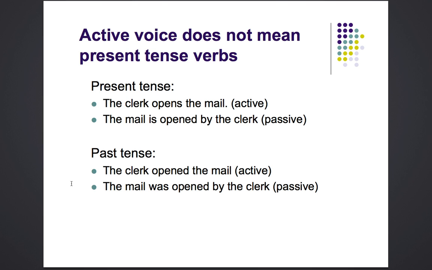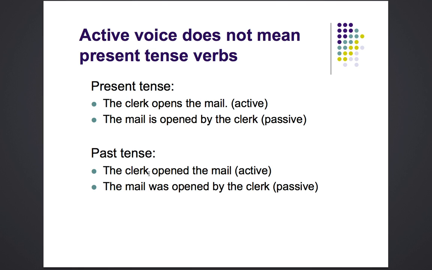Some people get confused by verb tense. Active voice is not referring to verb tense. For example, the present tense is, the clerk opens the mail. This is in the active voice. And this is, the mail is opened by the clerk. That's the passive voice. But it has nothing to do with whether it's present tense or past tense, because we still have active voice here. The clerk opened the mail.